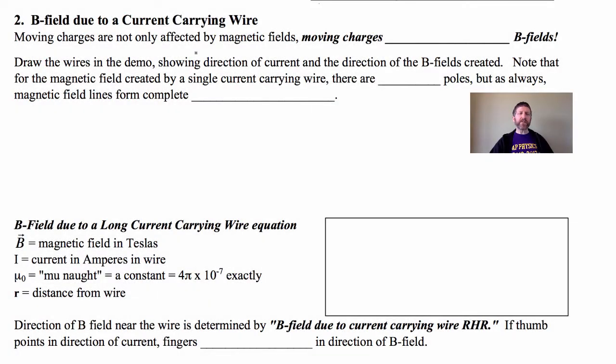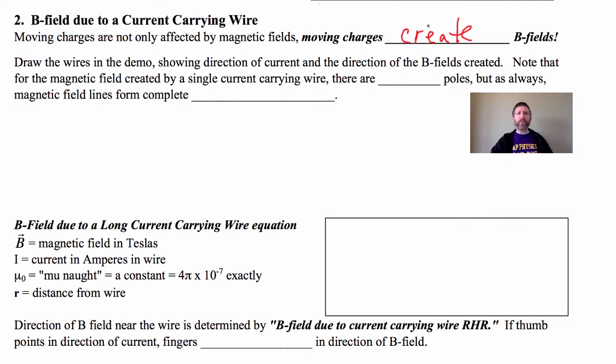Let's next discuss the magnetic field due to a current carrying wire. Moving charges are not only affected by magnetic fields, in fact, moving charges create magnetic fields. So magnetic fields only affect moving charges, and only moving charges can create magnetic fields. Very symmetrical. So what we're going to do is draw the wires in the demo, and show the direction of current and the direction of the B fields created.